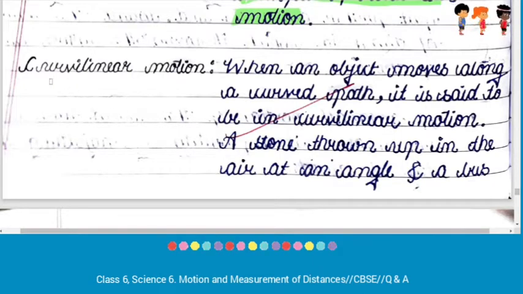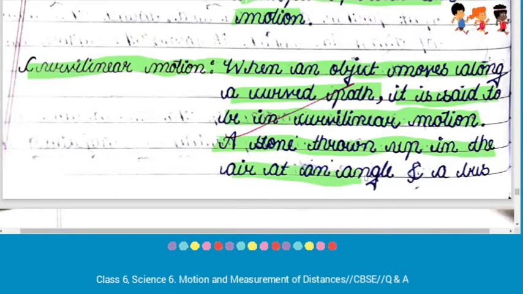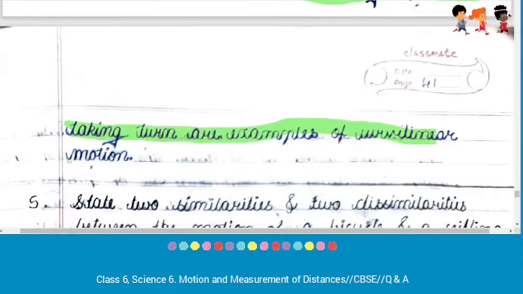Second is curvilinear motion. What is curvilinear motion? When an object moves along a curved path, it is said to be in curvilinear motion. So when an object moves along a curved path, then it is said to be in curvilinear motion. A stone thrown up in the air at an angle and a bus taking a turn are examples of curvilinear motion.